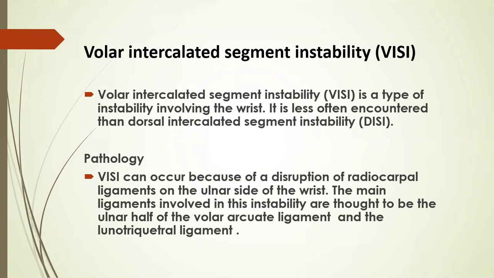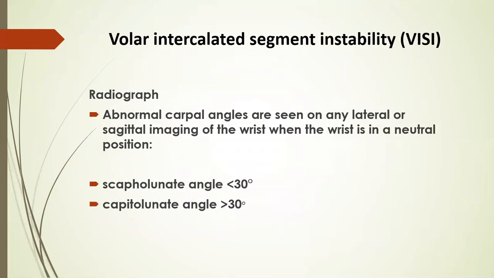Volar intercalated segment instability is a type of instability involving the wrist. It is less often encountered than dorsal intercalated segment instability. The pathology: this can occur because of disruption of the radiocarpal ligaments on the ulnar side of the wrist. The main ligaments involved in this instability are thought to be the ulnar half of the volar arcuate ligament and the lunotriquetral ligament. On radiograph, abnormal carpal angles are seen on any lateral or sagittal imaging of the wrist when the wrist is in neutral position.